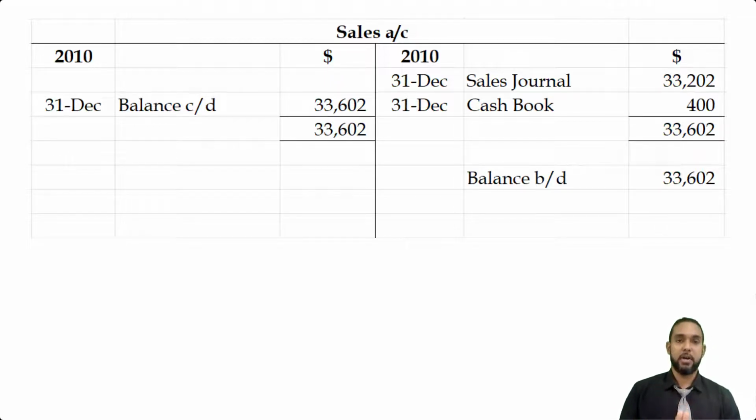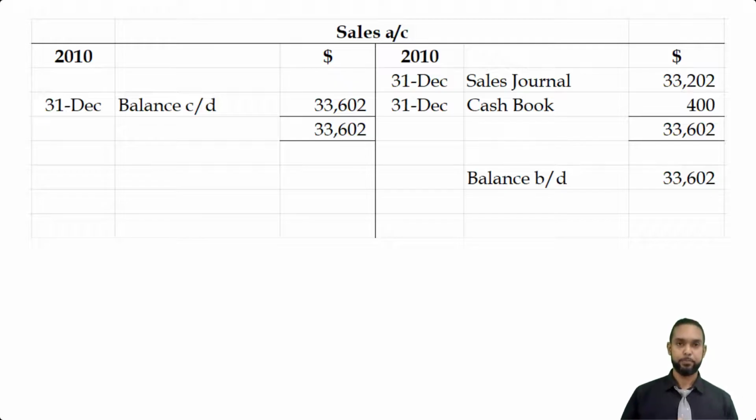When you close off an account, it has to be, first of all, a temporary or nominal account, a revenue account or an expense account. Sales is a revenue account. To close it off means to transfer the balance to the income statement. I'll repeat that. To close off an account means to transfer, if it's a revenue, the amount earned to the income statement, and if it's an expense, the amount incurred to the income statement.